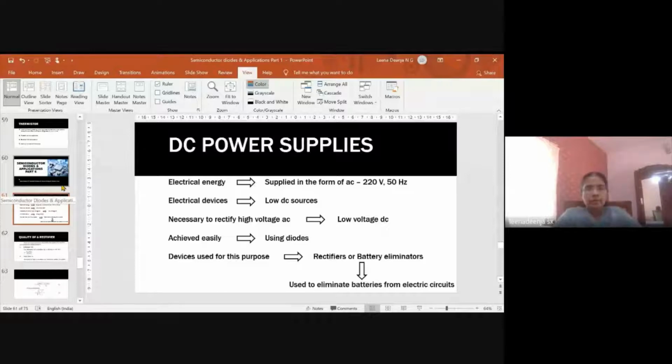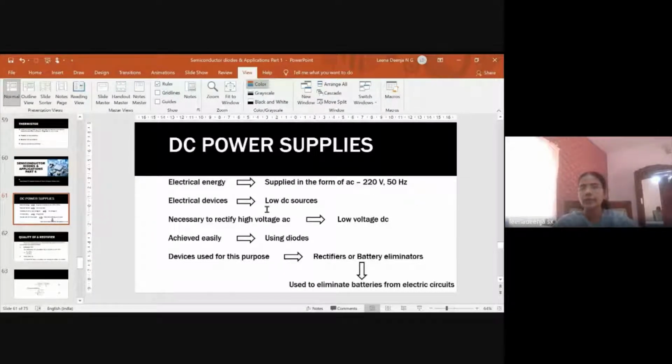Let us start our class. Our first topic is DC power supplies. We know that electrical energy is supplied in the form of AC. In our home, the electrical energy is supplied in the form of AC, and the voltage of this is 220 volt and frequency is 50 hertz.